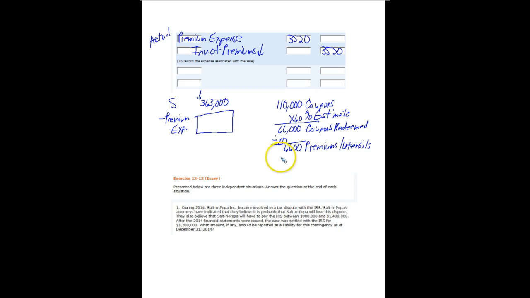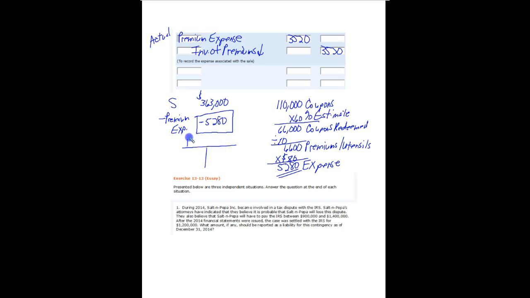Okay, and then those cost 80 cents each. So 5,280 is our total premium expense. And that is an estimate. So our estimated premium expense is going to be 5,280, and I put a minus sign because expenses are subtracted from sales.